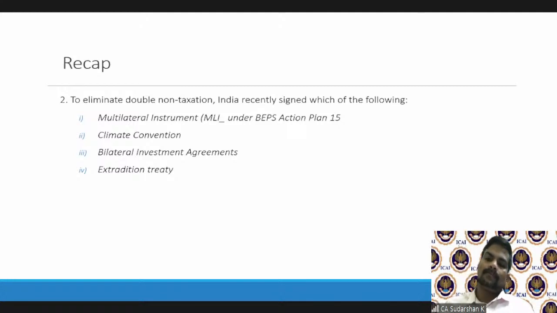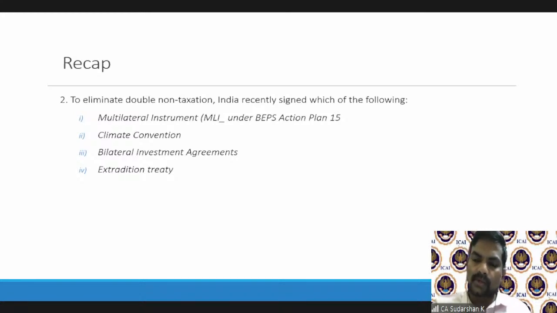That way, this will become a watertight mechanism to ensure that countries, especially multinational enterprises, don't use tax havens or treaty shopping to avoid taxation. So the multilateral instrument is an addition to your bilateral tax treaties, with which a country can safeguard and ensure that there is no tax evasion.